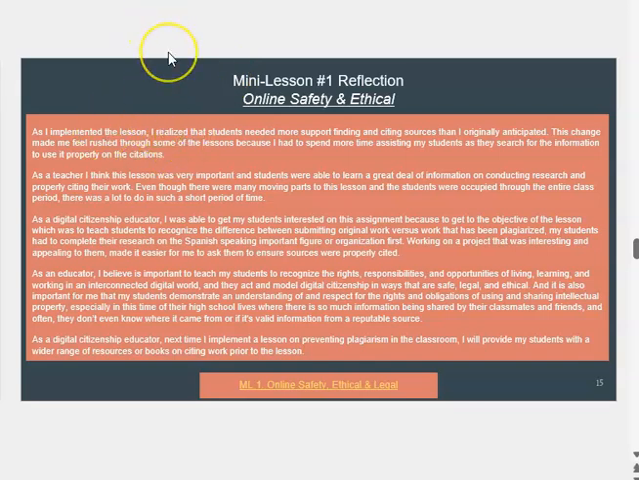As a digital citizenship educator, next time I implement a lesson on preventing plagiarism in the classroom, I will provide my students with a wider range of resources or books on citing their work prior to completing the lesson.